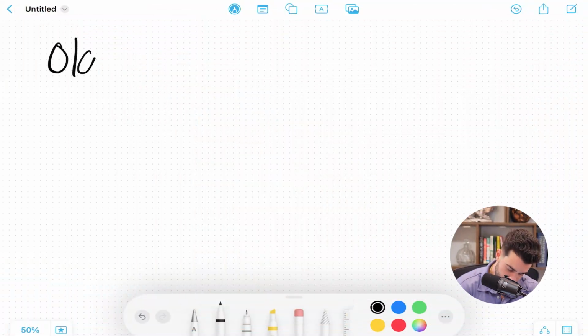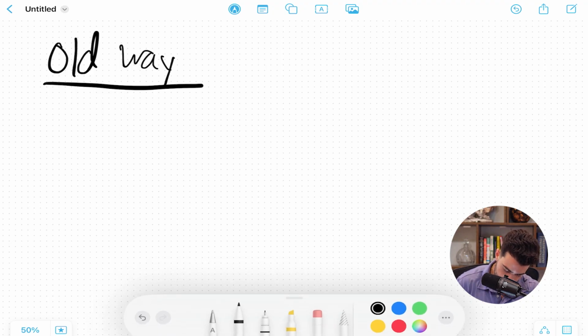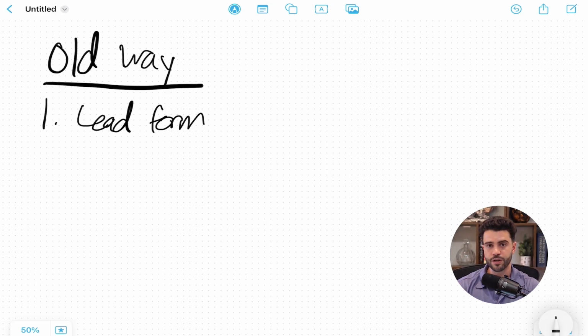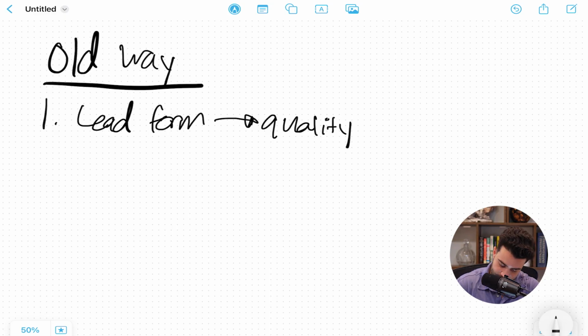Okay, the first thing that we're gonna talk about is the old way that used to work running Facebook ads, so you know exactly what not to do, and then we'll talk about what the new way actually looks like. So the old way, let's map it out real quick. What used to work with Facebook ads is pretty simple. You used to be able to run lead forms where you'd be able to get people's information natively on Facebook and get really cheap signups, but the issue with running lead forms now is that the quality is super low, and so they really don't work as effectively as they used to.